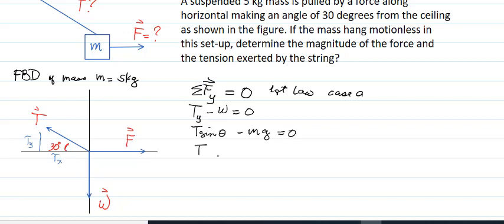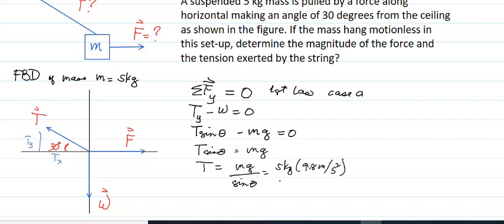Therefore, our T sine theta is equal to mg, transposing mg to the other side of the equation and solving for T. This is equal to mg over sine theta, or substituting the values, we have 5 kilograms times 9.8 meters per second squared over sine, what is the angle? 30 degrees. So our tension is equal to 98 newtons. So this is our answer.